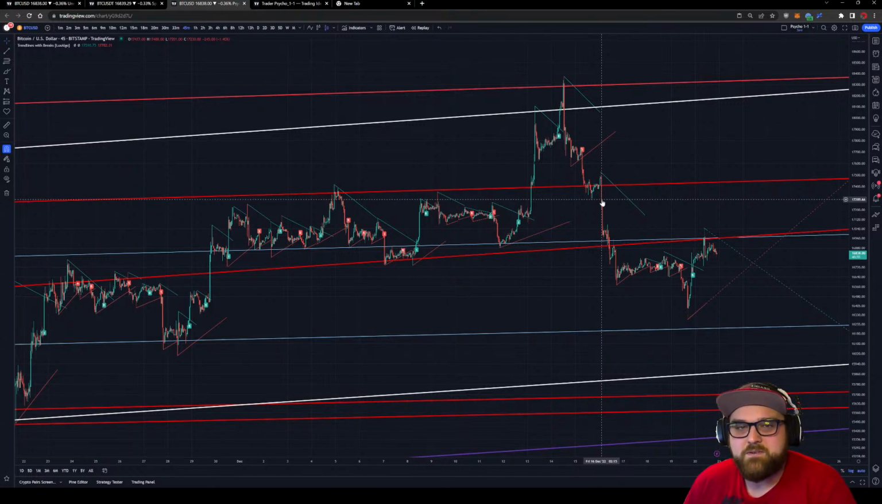This indicator works really well. I like it. If you can find an effective strategy with it, go ahead.